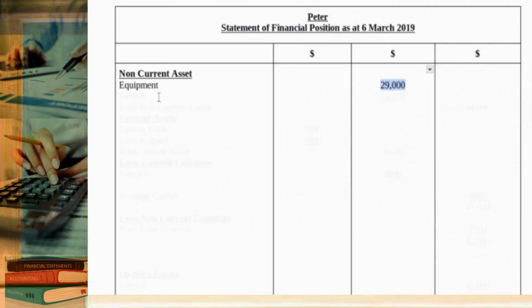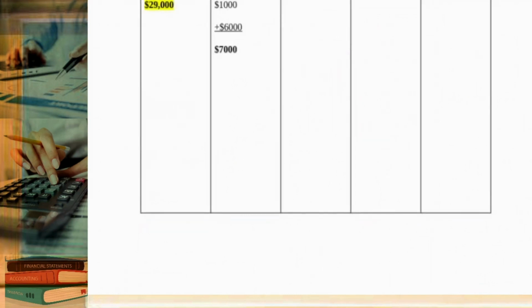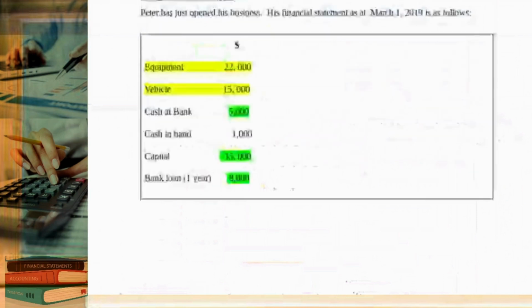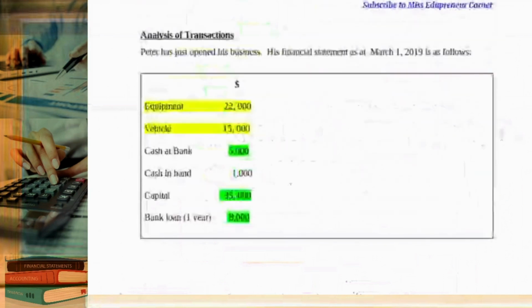And then we're going to place our second non-current asset, which is vehicle. So this item was not affected in any of the transactions, so we're just going to bring back that original figure for vehicle. And that is $15,000.